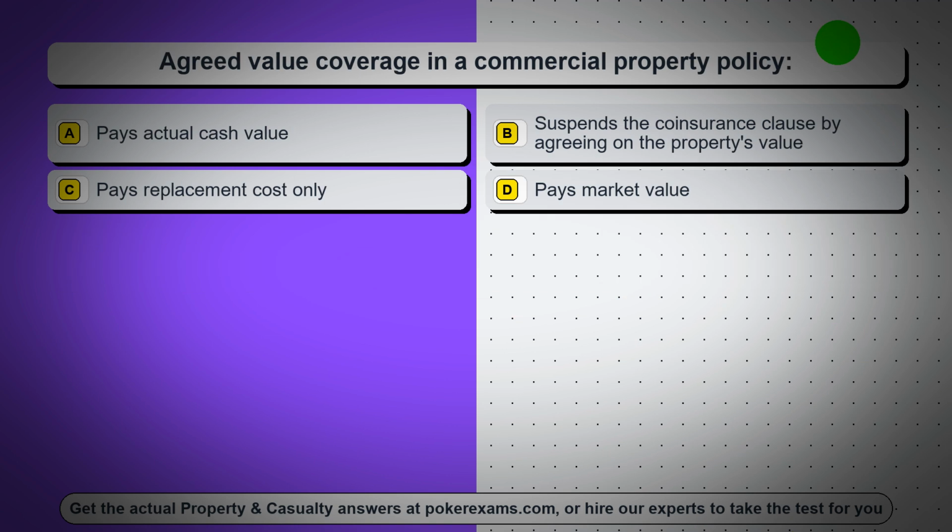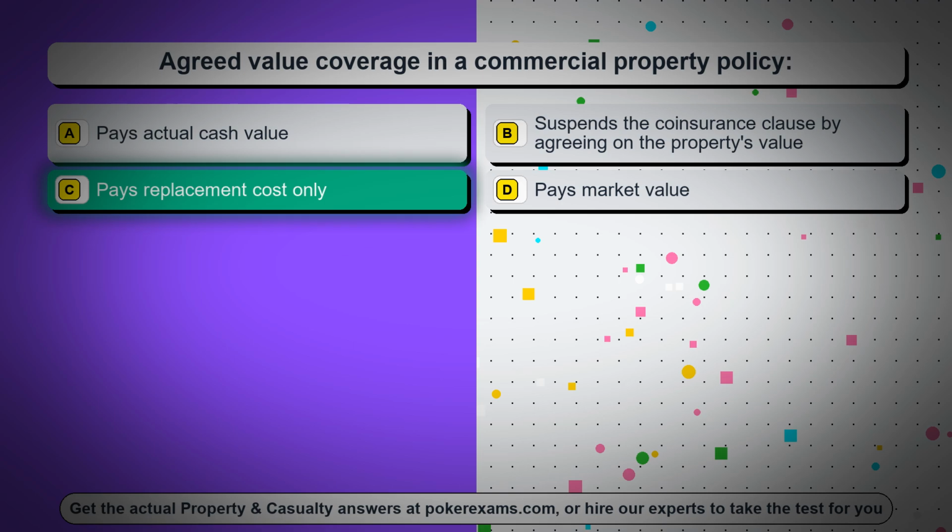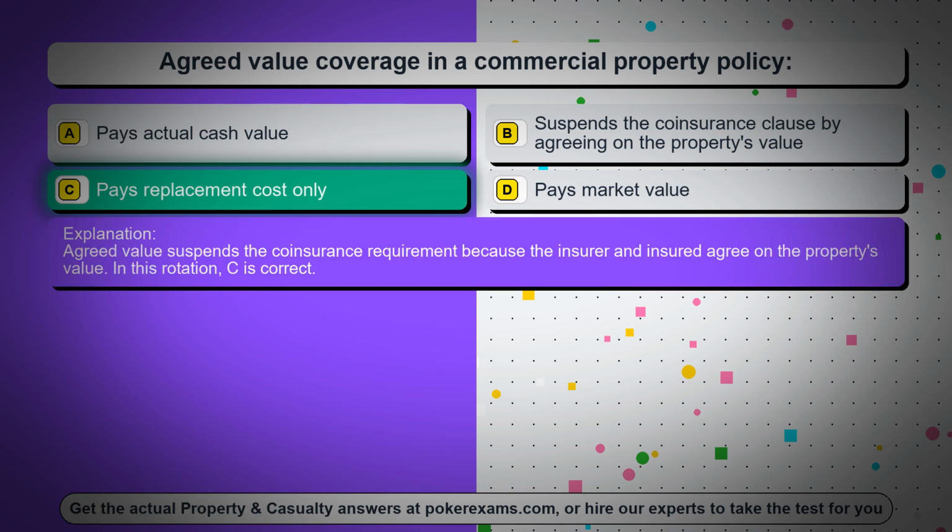Question 22. Agreed value coverage in a commercial property policy. Option A, pays actual cash value. Option B, suspends the co-insurance clause by agreeing on the property's value. Option C, pays replacement cost only. Option D, pays market value. The correct answer is option C, pays replacement cost only. Agreed value suspends the coinsurance requirement because the insurer and insured agree on the property's value. In this rotation, C is correct.